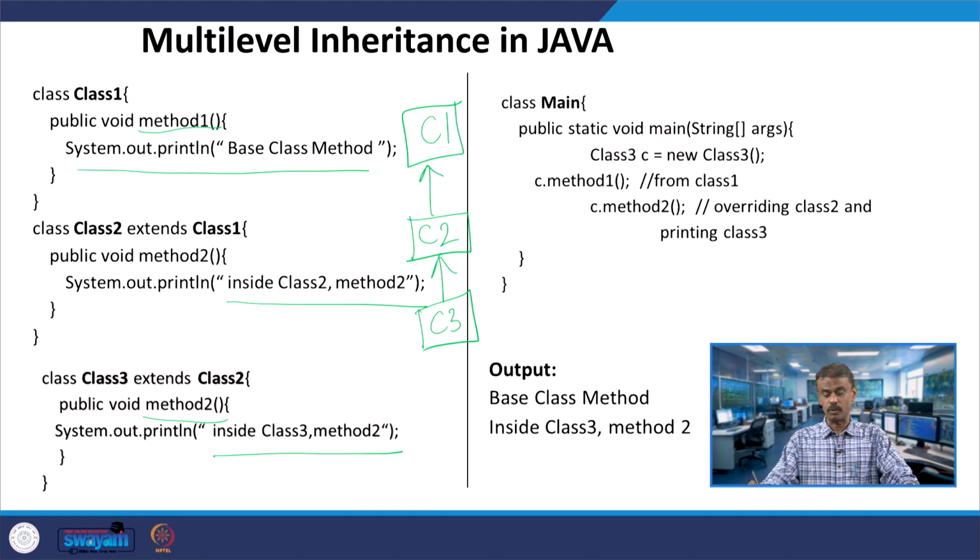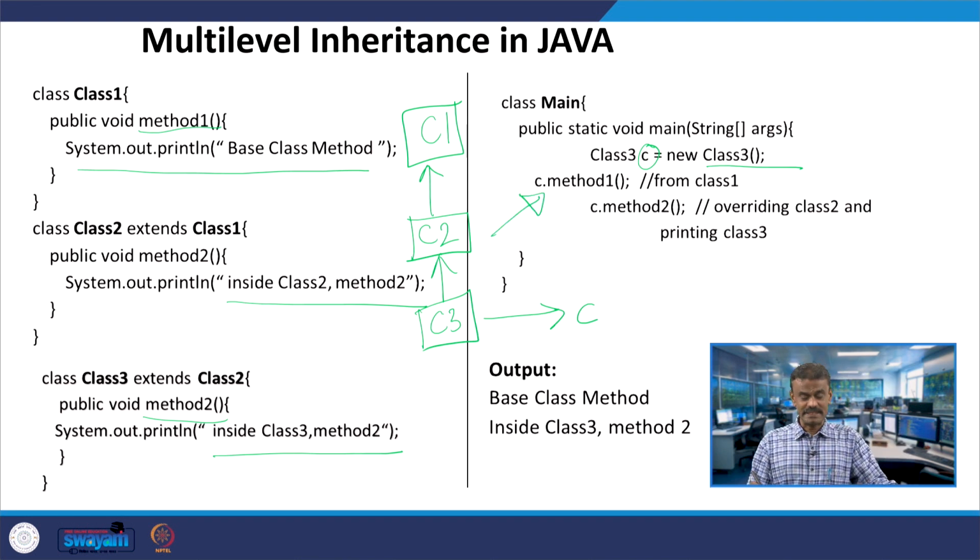Now go to the main program, which is the driver class main method. You are creating an object C under class 3, dynamically, and then you have a constructor over here. Now this object C is invoking method 1.